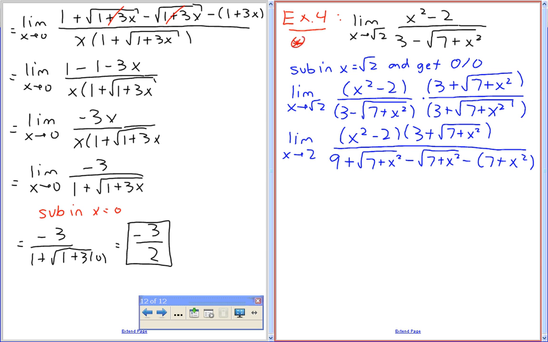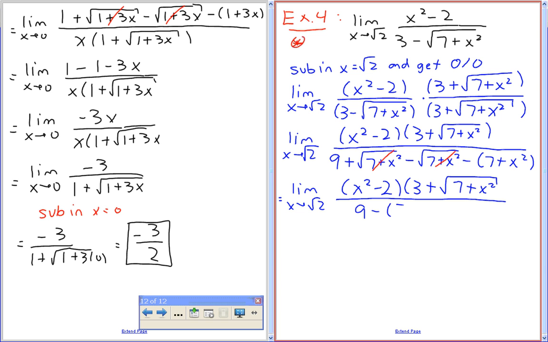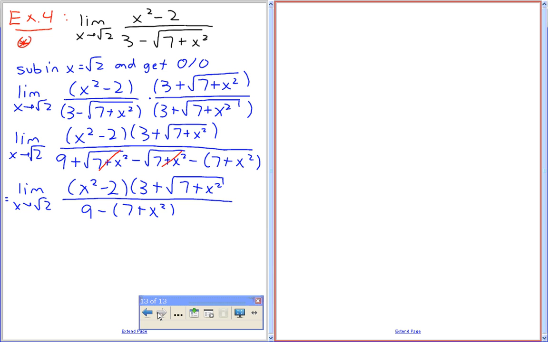What should I do now, if anything? You can cancel out the square root of 7. Those are both gone then, right? Perfect. So it turns out to be the limit as x approaches root 2 of (x squared minus 2)(3 plus the root of 7 plus x squared) all over 9 minus (7 plus x squared). Lovely. Courtney, what do I do now, please?